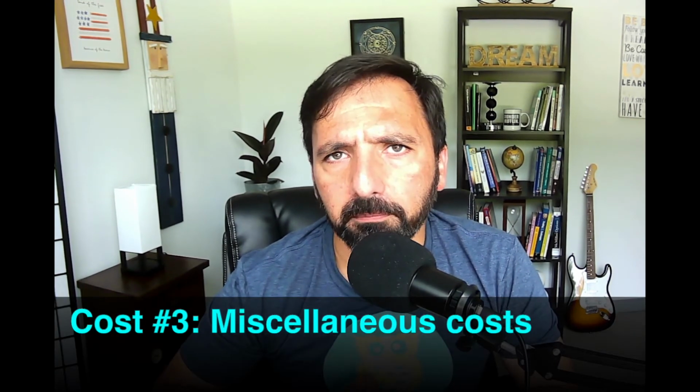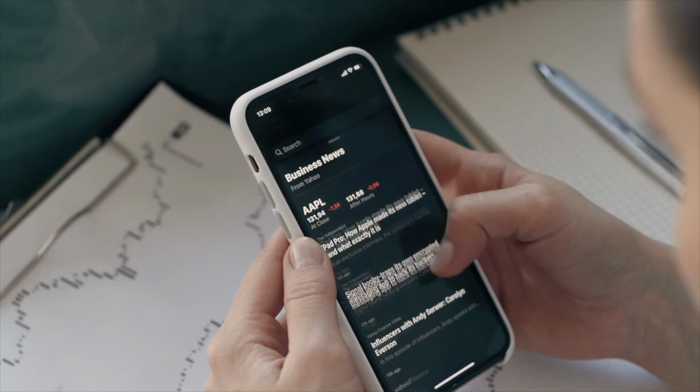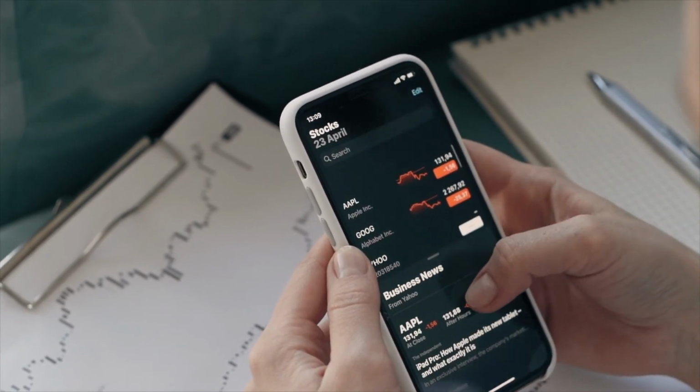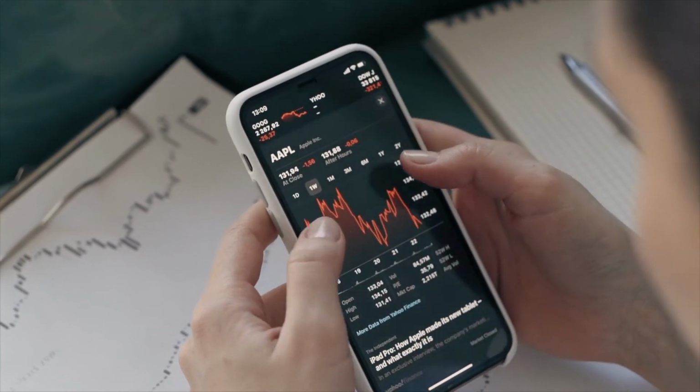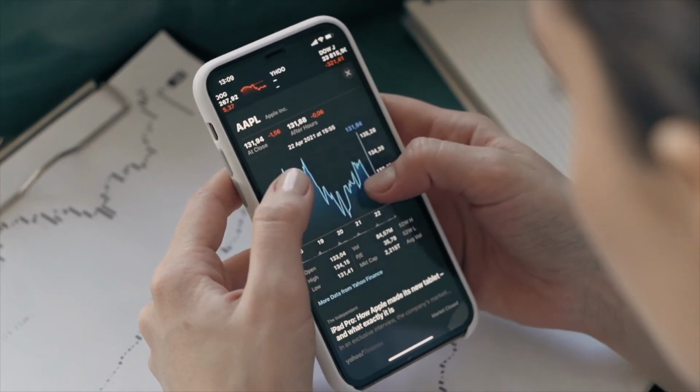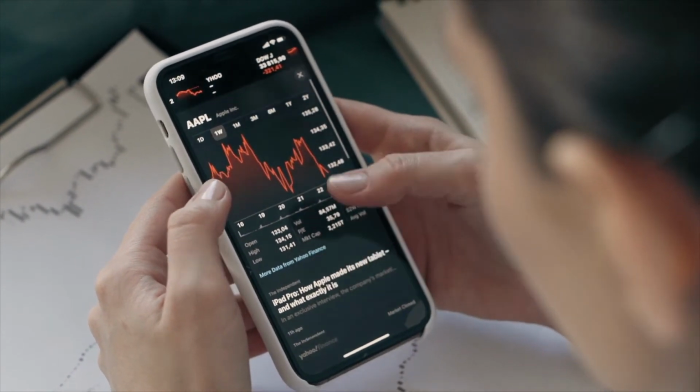Cost number 3, miscellaneous costs. There are also miscellaneous costs associated with day trading that are paid by both the winners and the losers. The first one is the amount of time invested in day trading. Many hours are dedicated to watching the charts and analyzing trends. Since those hours could be spent on other activities, there's an opportunity cost associated with day trading.